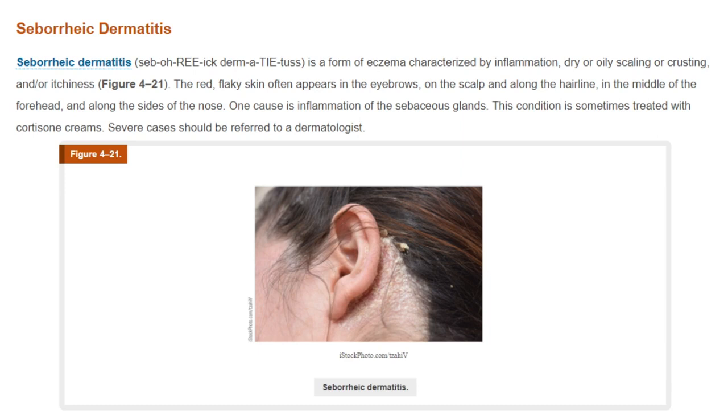Seborrheic dermatitis. Seborrheic dermatitis is a form of eczema characterized by inflammation, dry or oily scaling or crusting, and/or itchiness, Figure 4.21. The red, flaky skin often appears in the eyebrows, on the scalp and along the hairline, in the middle of the forehead, and along the sides of the nose. One cause is inflammation of the sebaceous glands. This condition is sometimes treated with cortisone creams. Severe cases should be referred to a dermatologist.